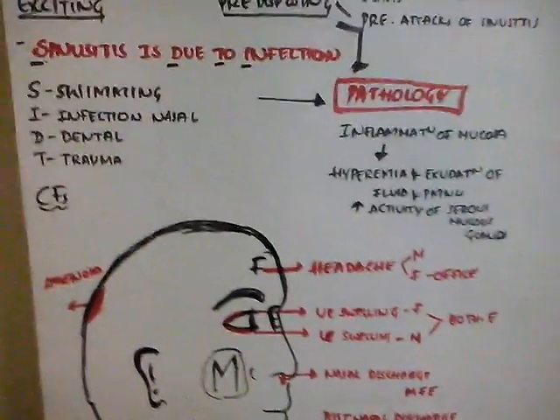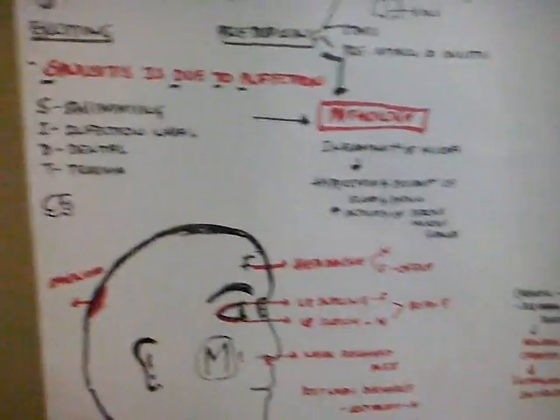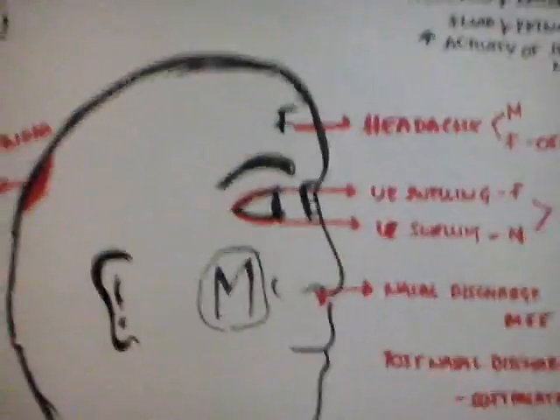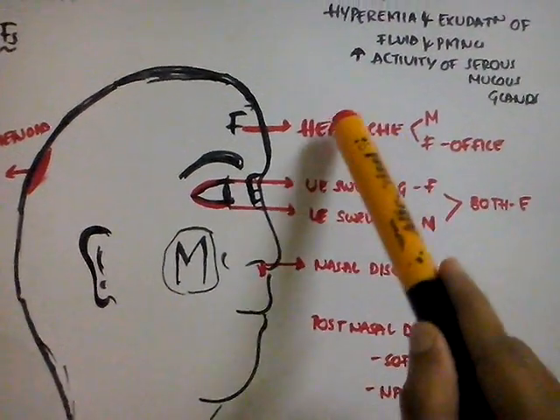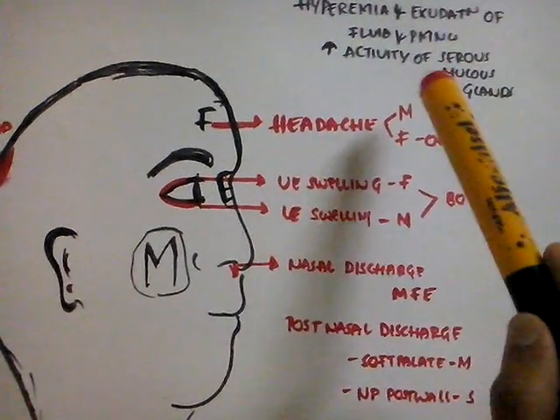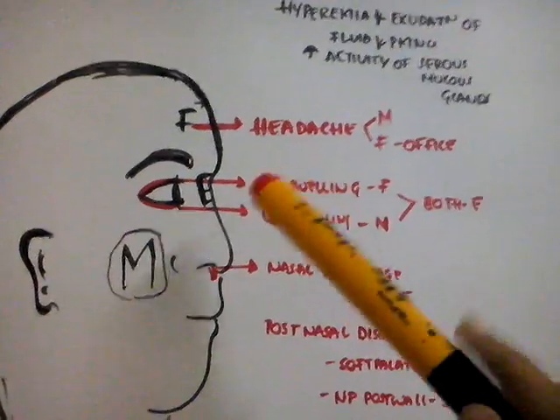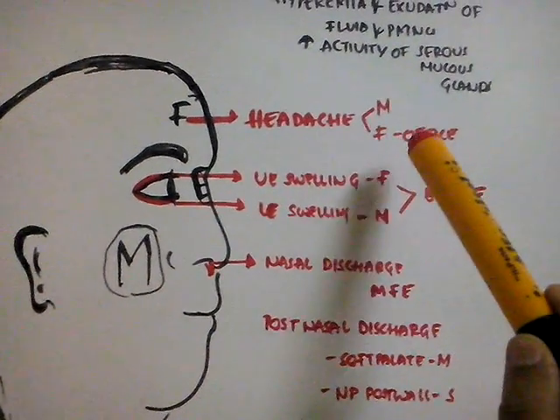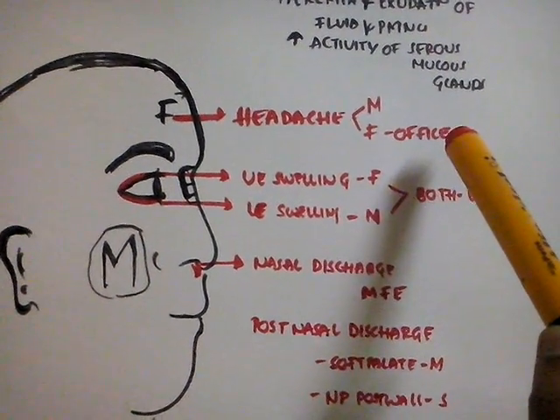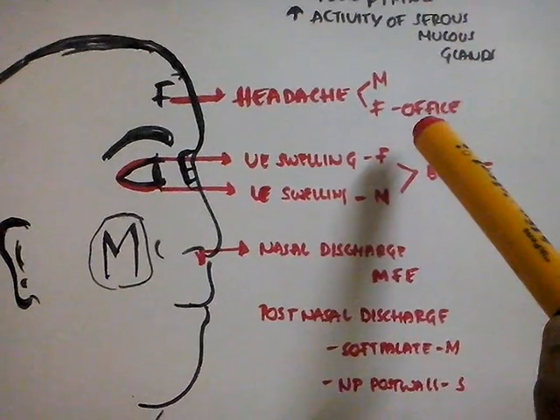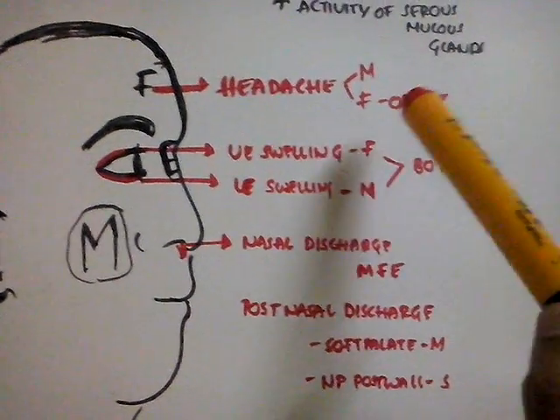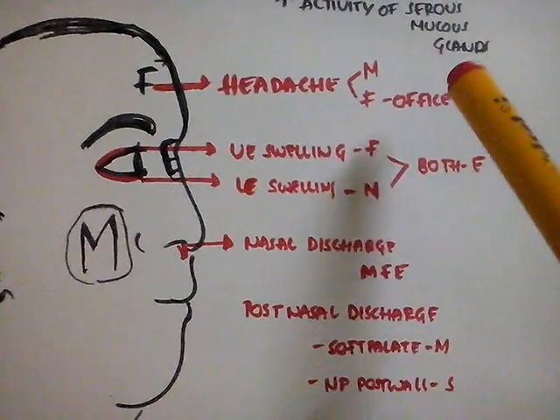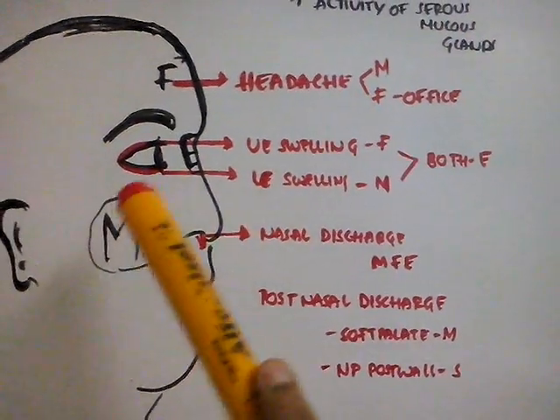Coming to the clinical features. Clinical features are headache. Headache is seen in maxillary and frontal sinusitis. In frontal sinusitis, it is office headache. It is called office headache because it reaches its peak from morning to midday, so it is mostly seen in office hours.